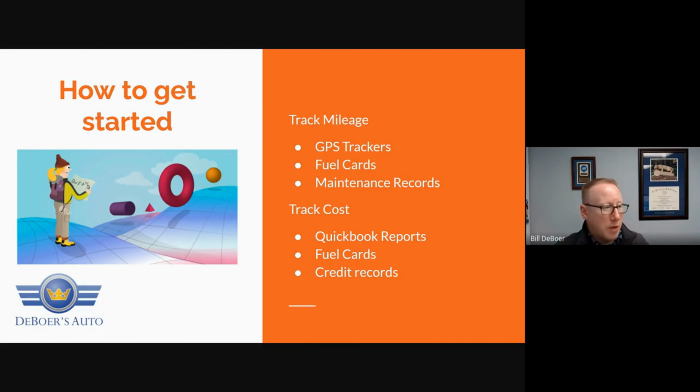Another good way to get your cost is through the fuel cards. Obviously, that's going to give you that important fuel cost per mile. Very important to monitor that. You can even get into calculating your miles per gallon with that as well. And then obviously credit card records. So if you pull out your credit card expense reports, you can monitor how much your maintenance costs were there, and calculate that out as well.